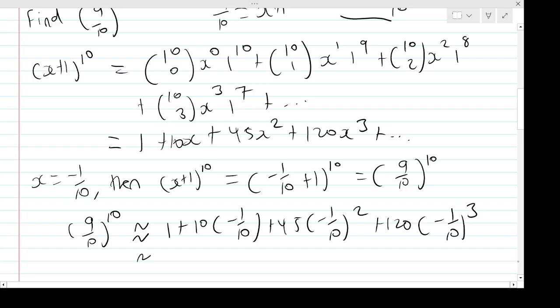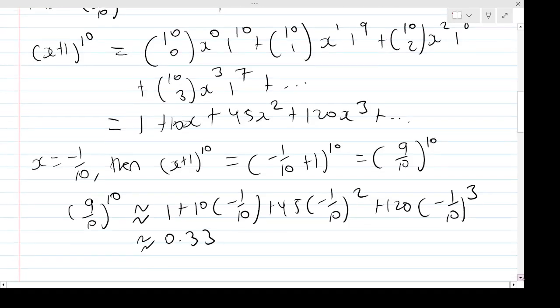So that's going to be approximately, if I work that out in the calculator, that expression: 1 plus 10 of minus a tenth, add 45 of minus a tenth squared, add 120 of minus a tenth cubed. I actually get 0.33.